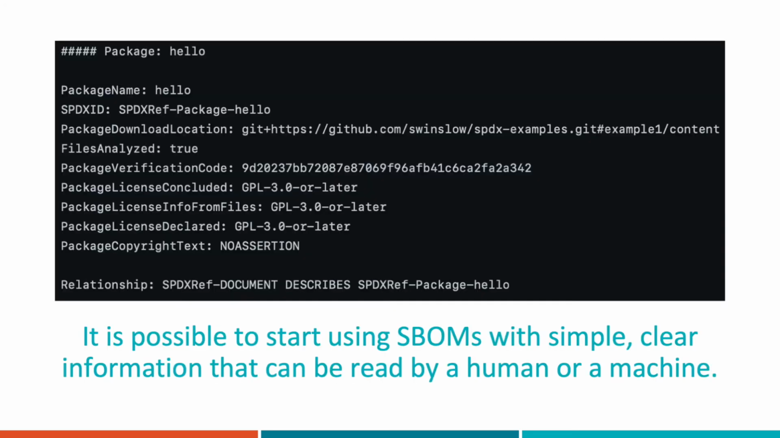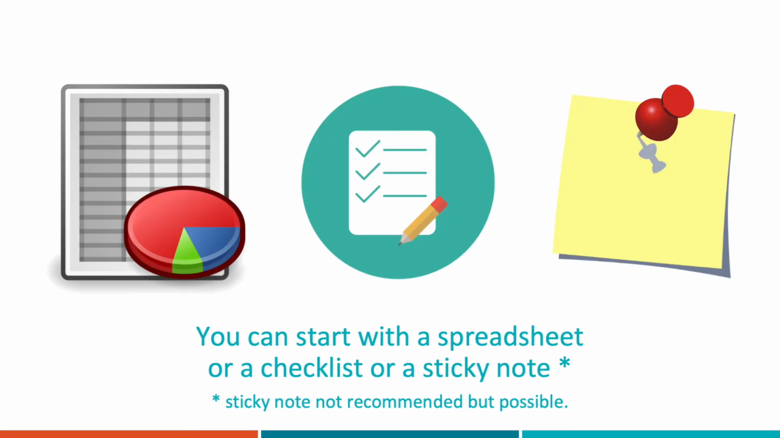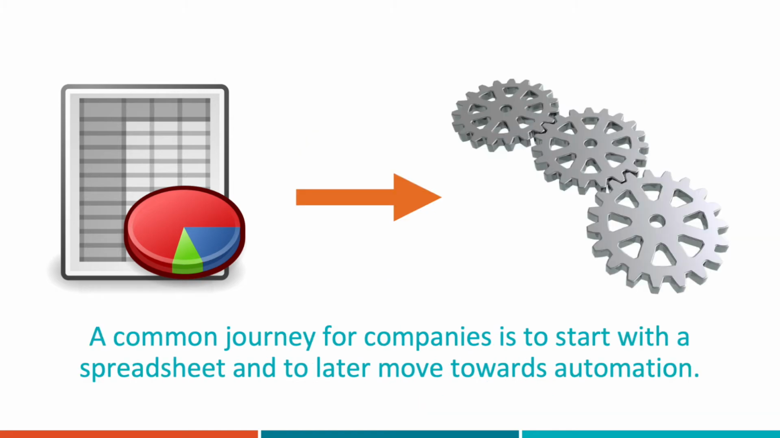That's really the key. You know, it's simple to start using software bill of materials. You can start with just basic, clear information like this that can be read by a human or a machine with a glance. And that's the beginning. That beginning doesn't have to be sophisticated. It doesn't even have to be automated. You can use that type of information in a spreadsheet or a checklist or even a sticky note. The sticky note is not recommended, but it is possible. You can start almost anywhere, and then you can build from there.